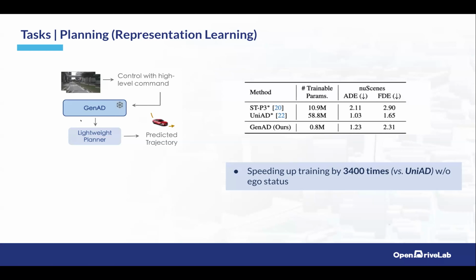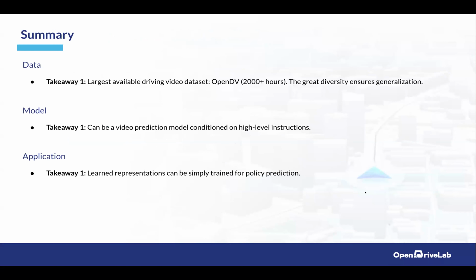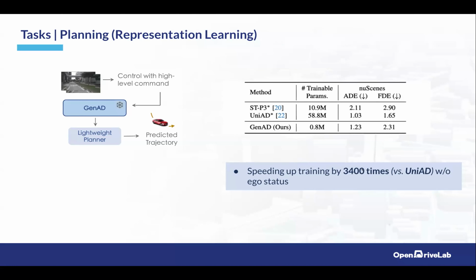In this work, we freeze the GenAD model, which was a video diffusion model, and add a very shallow, lightweight planner above it, and we can predict the motion planning results. Surprisingly, it achieves very similar performance compared to GenAD, with very limited training parameters, and we can achieve this with very quick training time without the ego status.